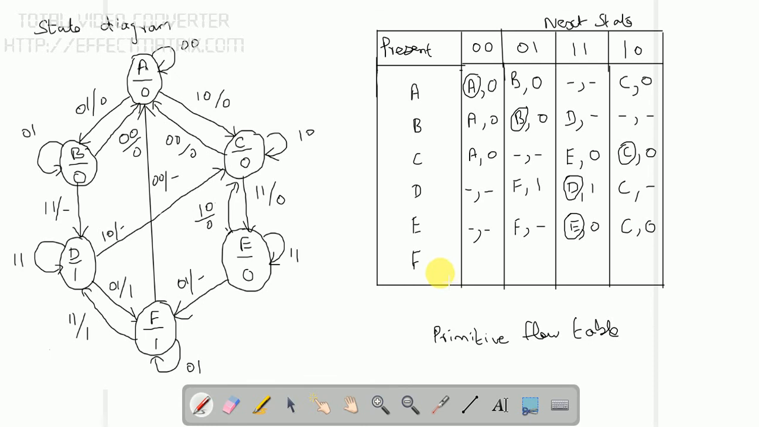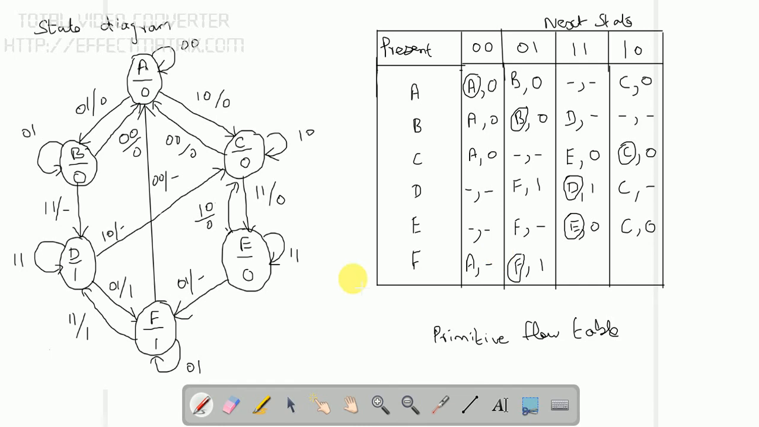Next, finally for F, F to A. Yes, I have a connectivity, that is A comma dash. Because here having 0 1, here 0 0. One input is changed, then output also is changed, which comes under the race around condition. So I'm putting output as a dash, don't care. Next, for F, it's a self state. Already it is having the input of 0 1. So F comma, what is the output of F? 1. So that is the self state.